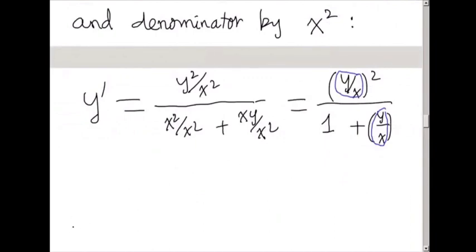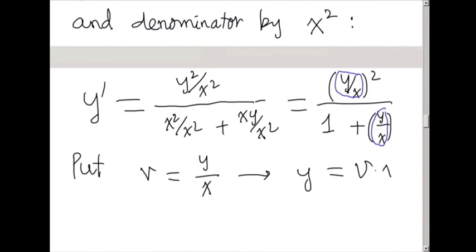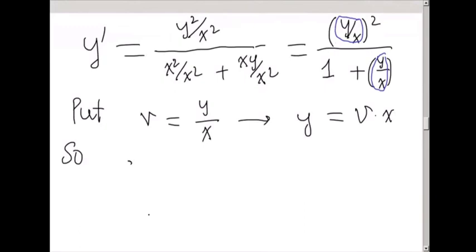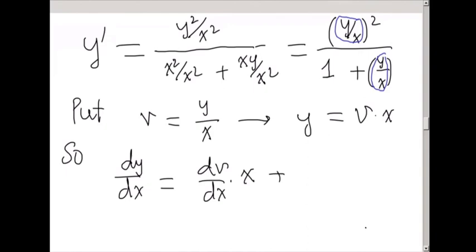Okay, because the equation is homogeneous, we can solve by putting v equal to y over x. And as before, y is v times x. And so by the product rule, y prime, or dy dx, is just dv dx times x plus v times 1. And of course, y prime here is the same as dy dx.